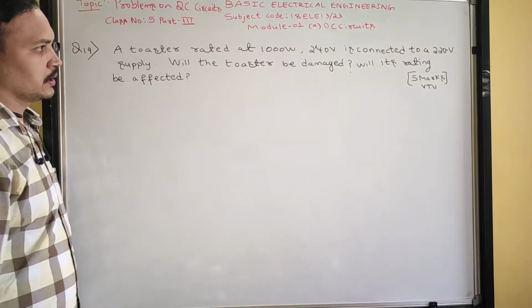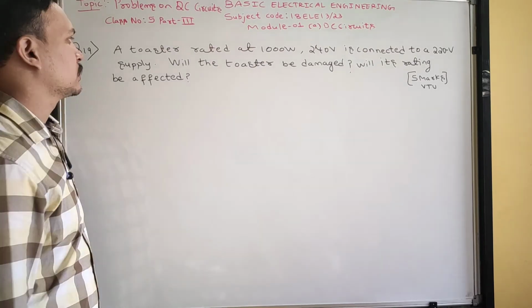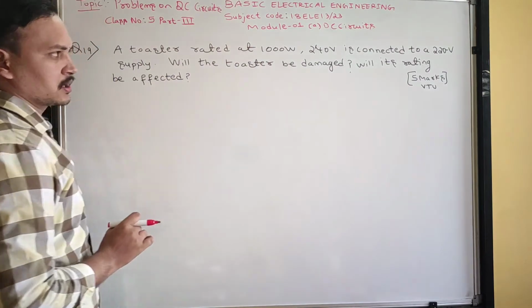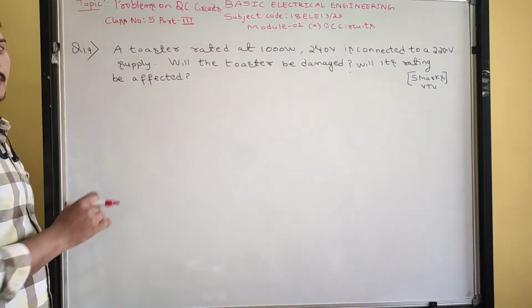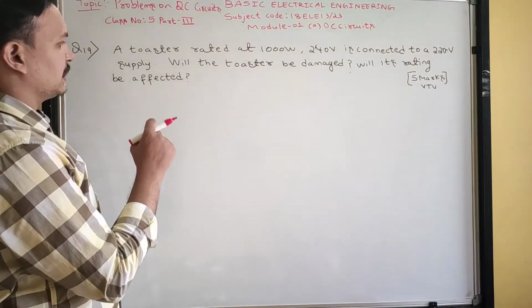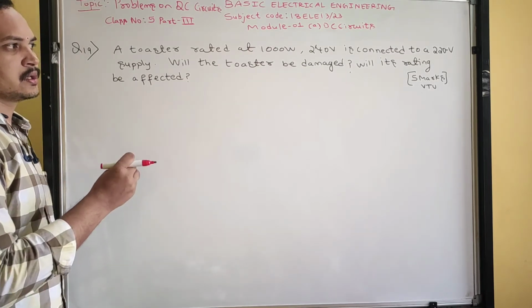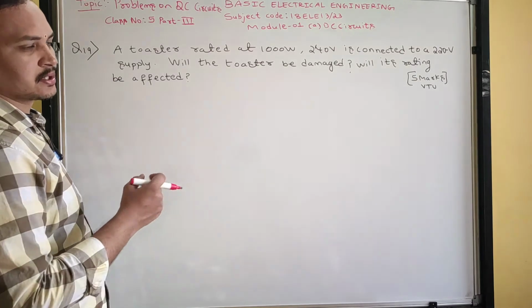9 point. Dear students, next question regarding a general question. A toaster rated at 1000 watt, 240 volt is connected across a 220 volt supply. Will the toaster be damaged or will its rating be affected? Like that they will ask questions. It is to check the basic fundamental knowledge. They will ask this type of questions.